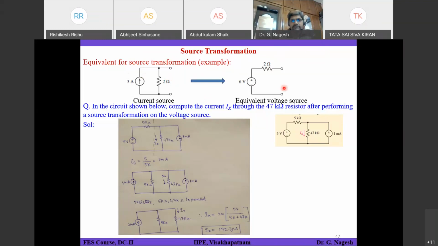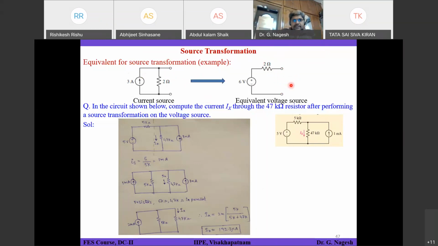Now connect the same 1 ohm across the open circuit terminals in the equivalent voltage source, and try to find out the current flowing in the 1 ohm. You will get the same value of current in both. If you remove this 2 ohm resistor, you will not get the same value. You can cross check that. You're understanding, na?